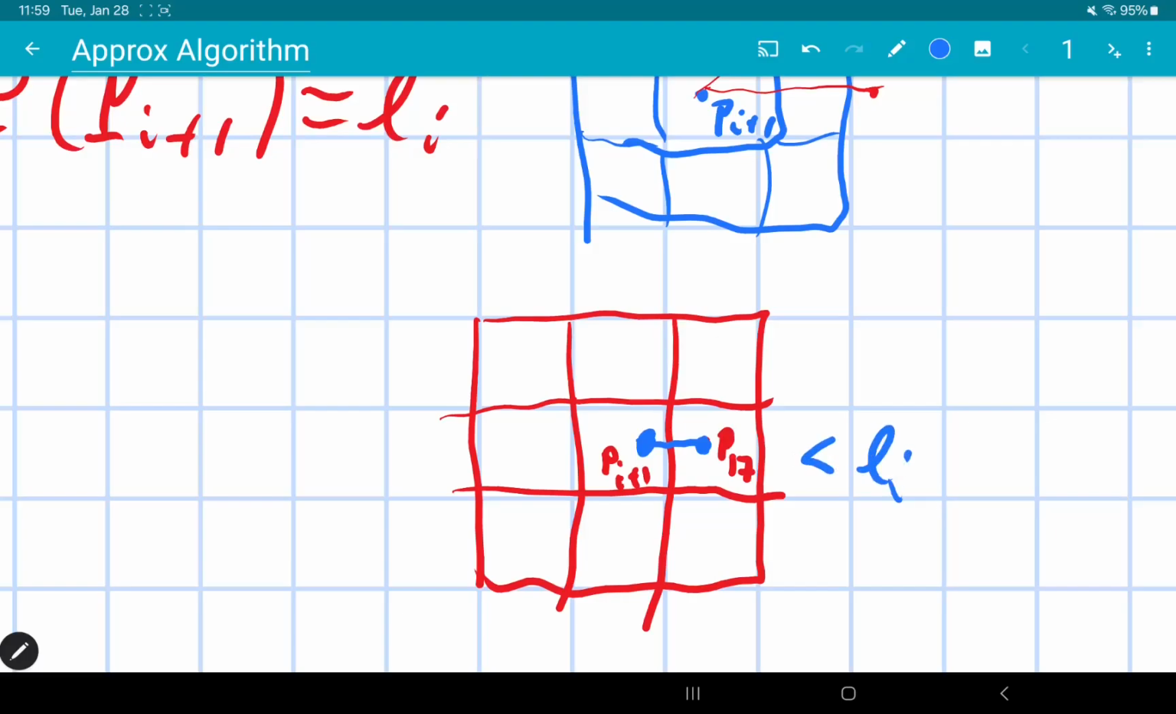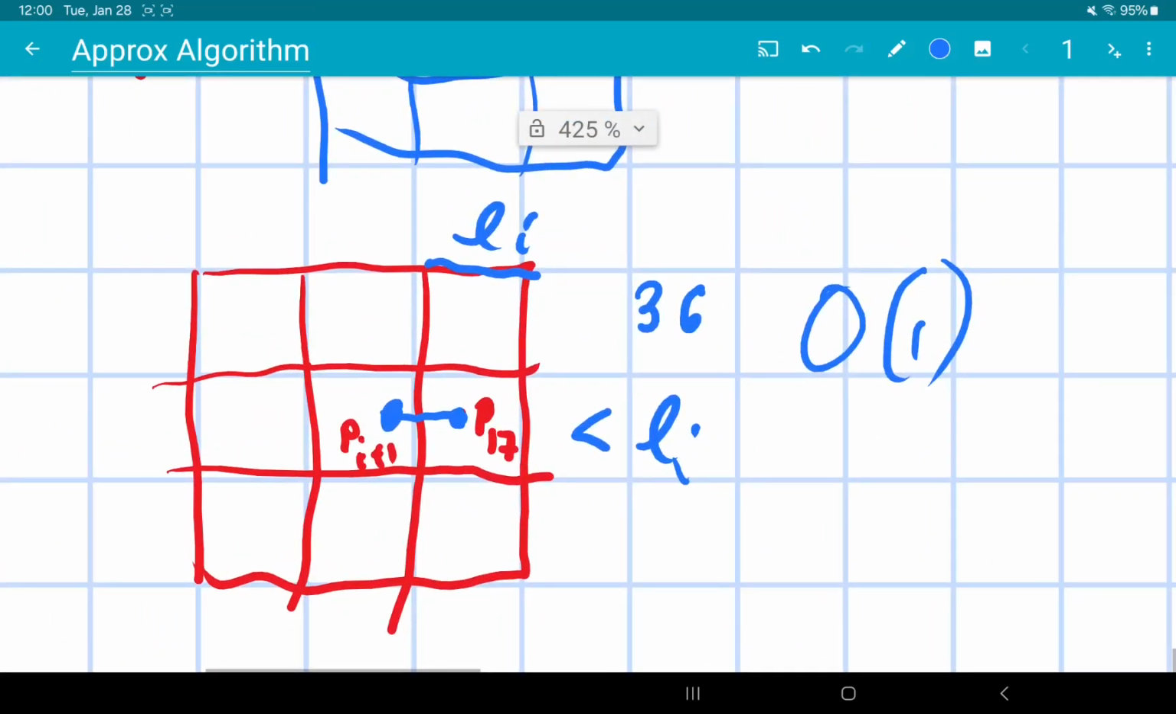So first I can compute it, right? Because since the cluster side length was Li, we already argued that this cluster had at most 36 points, so we can extract all the points of the cluster in constant time, and we can compute the closest point to Pi plus 1 by just scanning all the other points. That takes constant time. So in constant time, I can update the closest point to Pi plus 1. Great. Okay, so I updated it. So that's good.